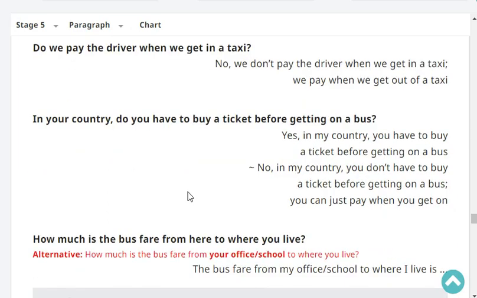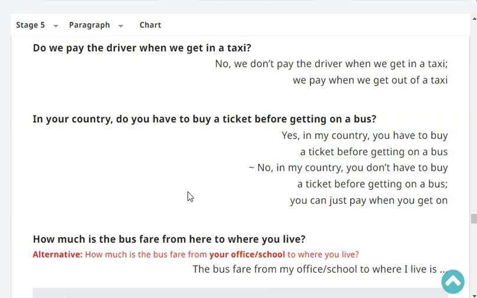In your country, do you have to buy a ticket before getting on a bus? No, in my country, you don't have to buy a ticket before getting on a bus.